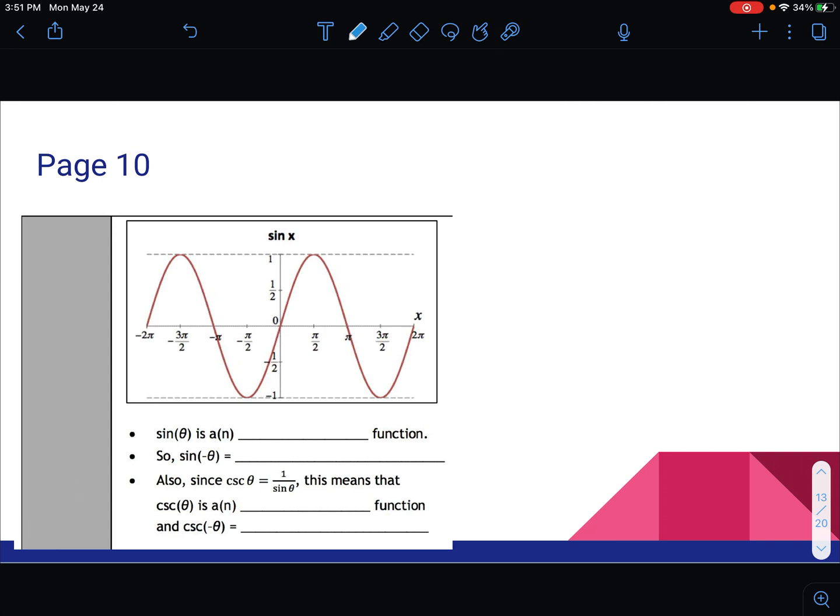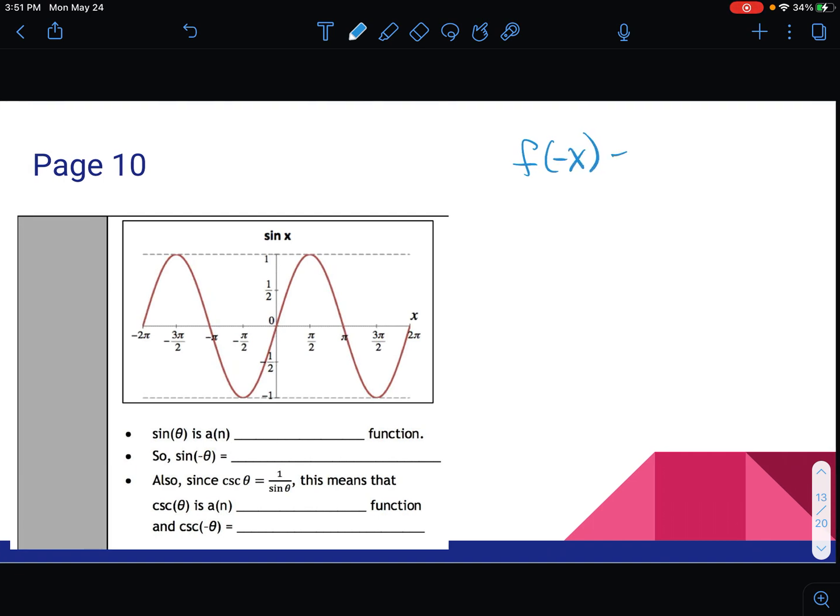Okay, I want you to recall some even-odd functions. A little bit of recall here from previous units. If we have an input of the opposite of x, and if it's exactly equal to f of x, we know we have an even function. And if we input the opposite of x and we get the opposite of f of x, we have an odd function. So we want to recall sine is actually an odd function.